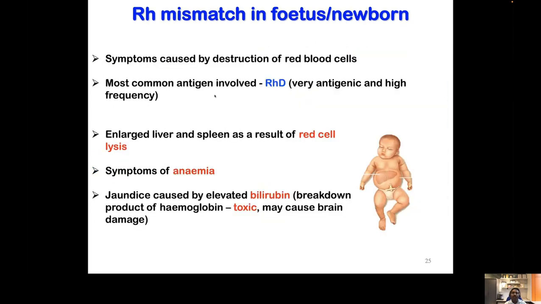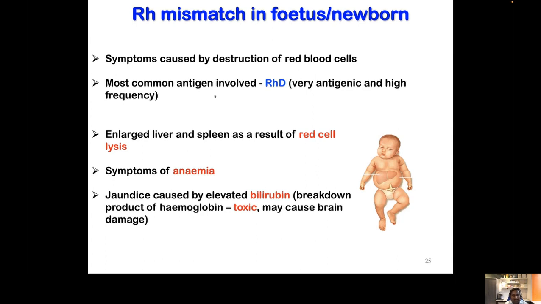So RH mismatch in fetus, or in newborn babies, is a very important thing that you need to understand, because this used to happen very often in the past, but these days it's reduced because of the new technologies and new medical innovations that we developed. So what will happen here? If there is a mismatch of the blood, and if there's an antibody in the mother, we'll talk about it in the next slide in more detail. There will be a binding. So the antibodies will bind to the newly formed red cells of the fetus. So that will automatically lead to the lysis of red cells.